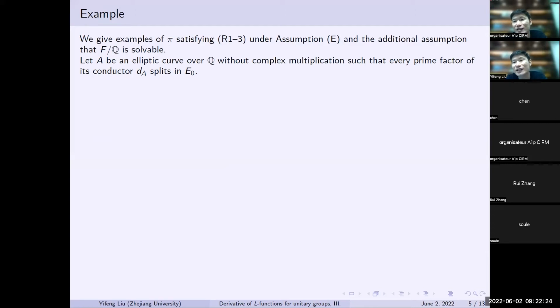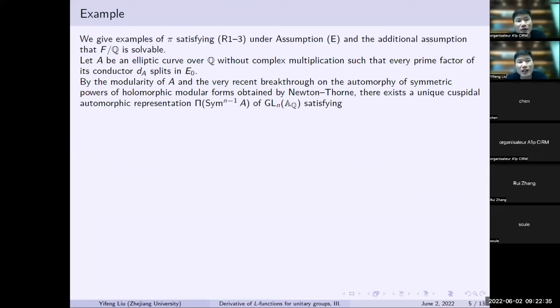This is the same as the Heegner condition, if you remember. In the Heegner condition, E0 was denoted by K yesterday. By the modularity of A, which is well known, and more importantly, by the recent breakthrough on the automorphy of symmetric powers of holomorphic modular forms obtained by Newton and Thorne, there exists a unique, up to isomorphism, cuspidal automorphic representation, which I call big pi Sym^{n-1} A of GL_n(A_Q), satisfying the following two conditions.